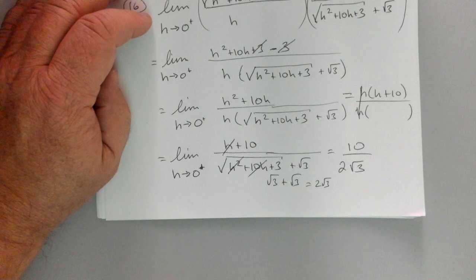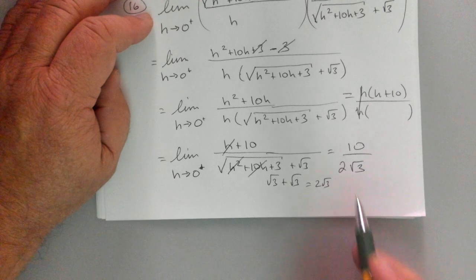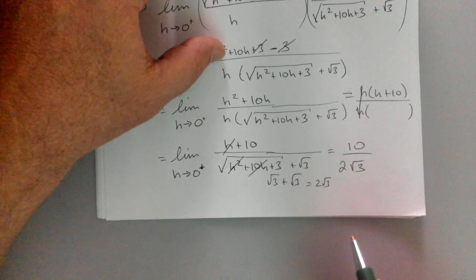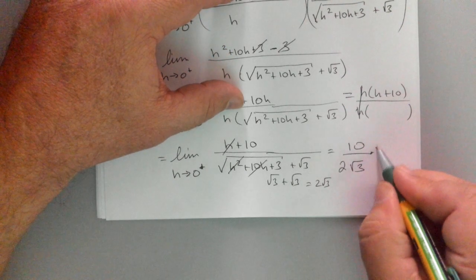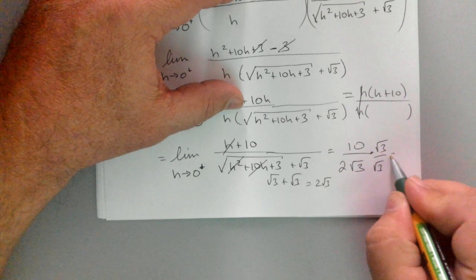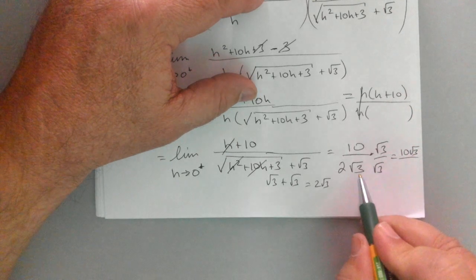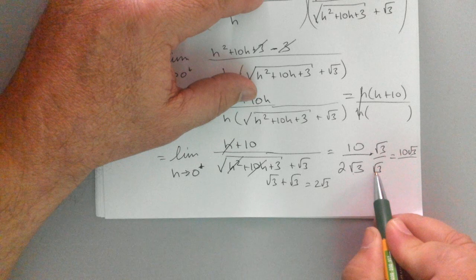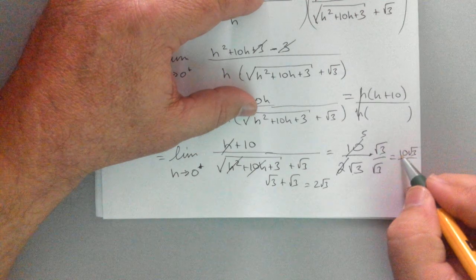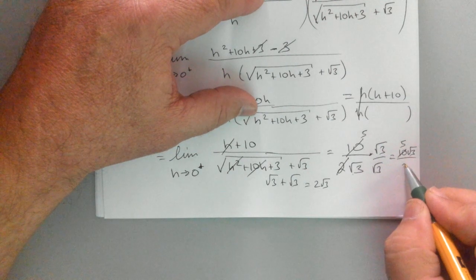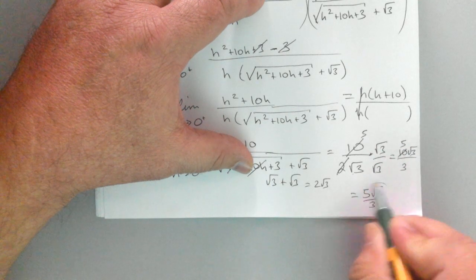Are we done? No. Rules of algebra say you cannot have a radical on the bottom. How do you get rid of the radical on the bottom? Yeah, multiply top and bottom by that radical. Radical 3 times radical 3 is 3. Well, the 2 and the 10 cancel too. So the answer is 5 radical 3 over 3.